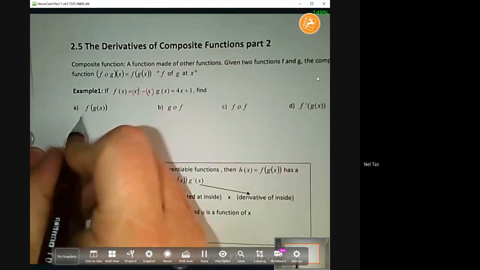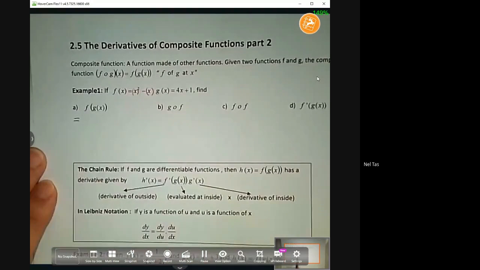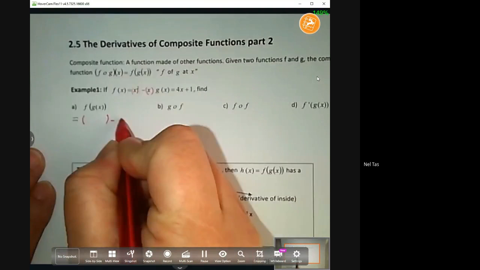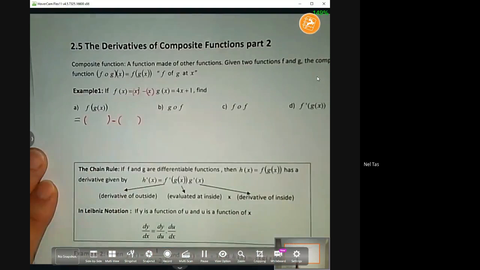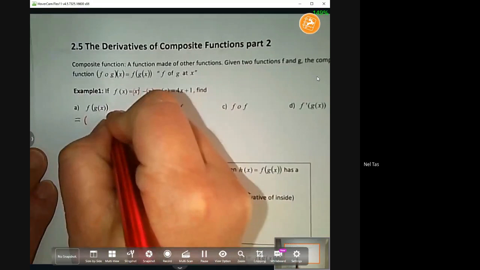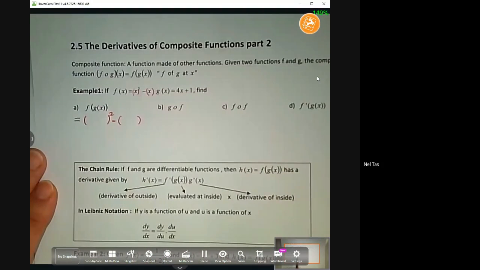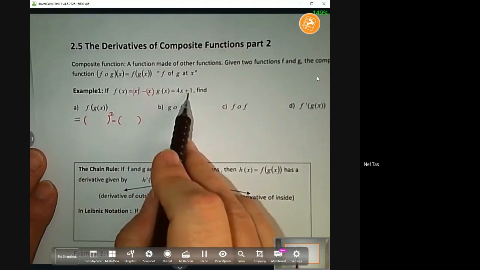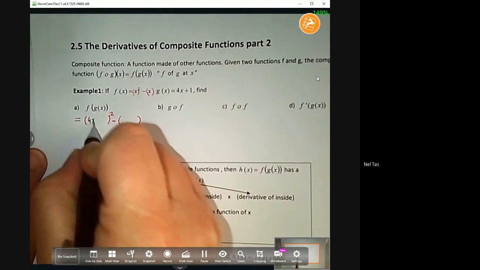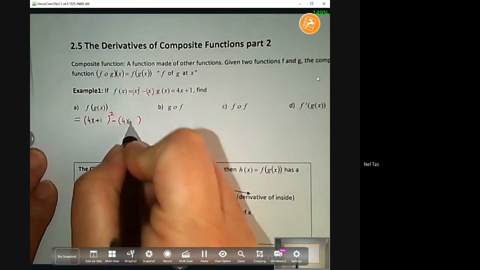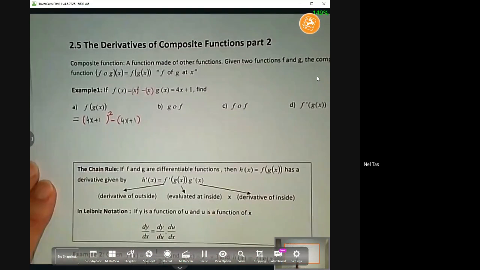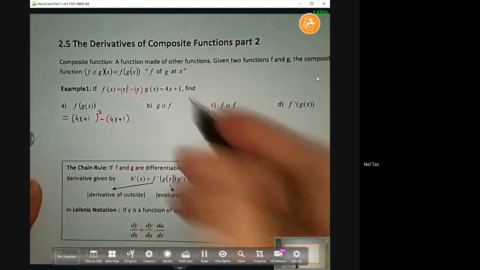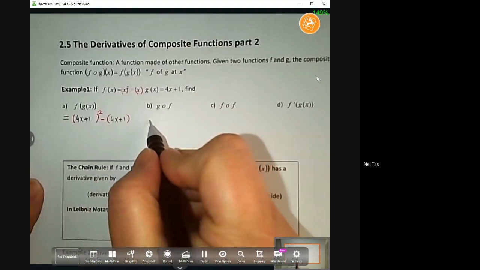So for f of g of x, as you see I have two brackets there, and the first one has a square. I will replace those x values by 4x plus 1. Of course you can expand and simplify that, but I'm not worrying about it now.